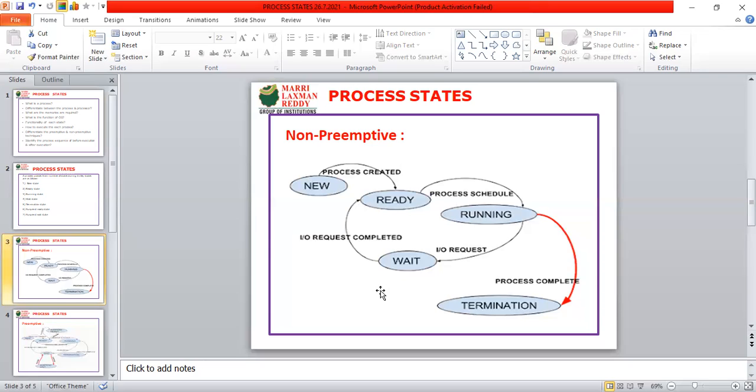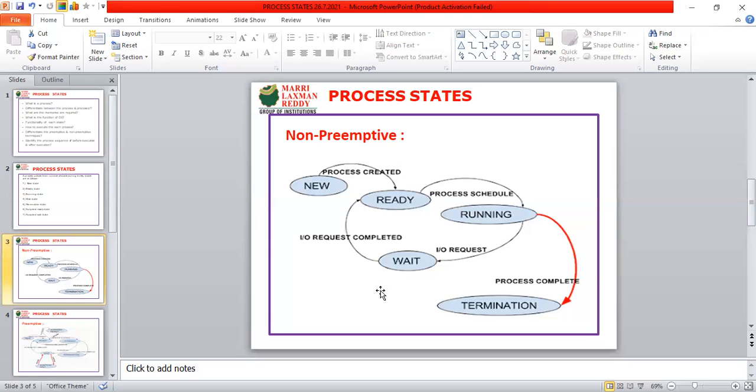Here, a number of processes are ready for execution. Suppose 5 processes are there, or 10 processes, or 15, or n number of processes. All processes are ready for execution in the ready state. Now, which process is assigned to the processor is decided by the operating system.